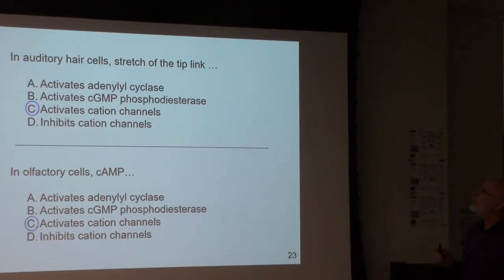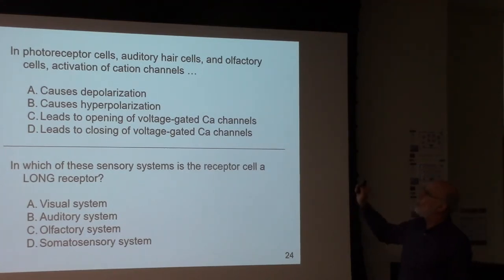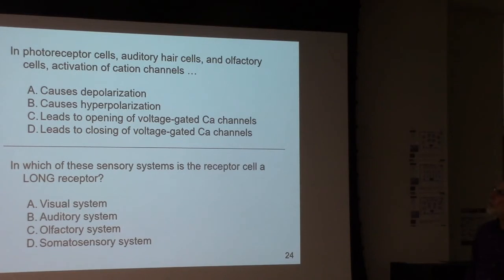Okay, I'm going to skip a few because I want to get to some others. Let's do this. In photoreceptor cells, auditory hair cells, and olfactory cells, activation of cation channels, what does that do? I'll give you a hint, there are two good answers on this one. A and C: it depolarizes and then leads to opening of voltage-gated calcium channels.